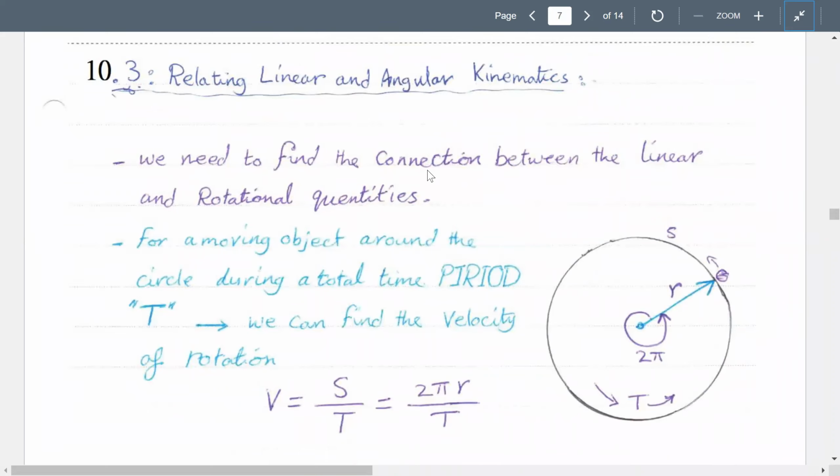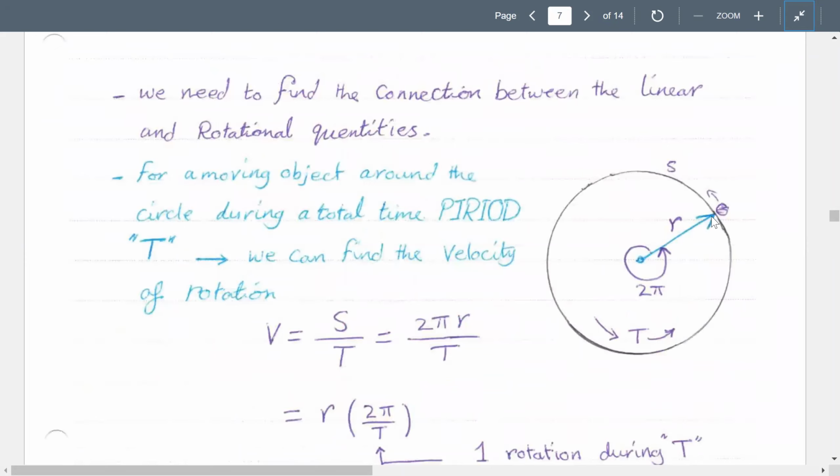So we need to find the connection between the linear and the rotational quantities. Now, from the circle, we know that the circumference is a linear quantity. It is a length, not an angular quantity. This is S, a length. It's a distance, not a displacement. It is not a vector.